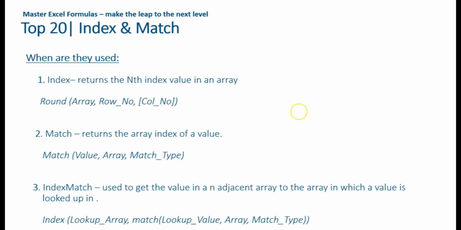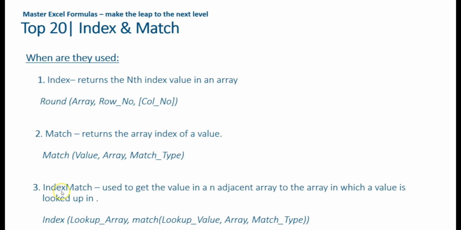Okay, I'll show you what I mean by that, but I just want to explain first of all the structure. So we need to have the array and then the row number, and then if we want, the column number as well. Then the MATCH function returns the array index of a value. So we need to specify first of all the value, and then the array in which we need to look for that value, and then the match type is either 0 or 1. So 0 is going to give us the exact match, whereas 1 is going to give us an approximate match.